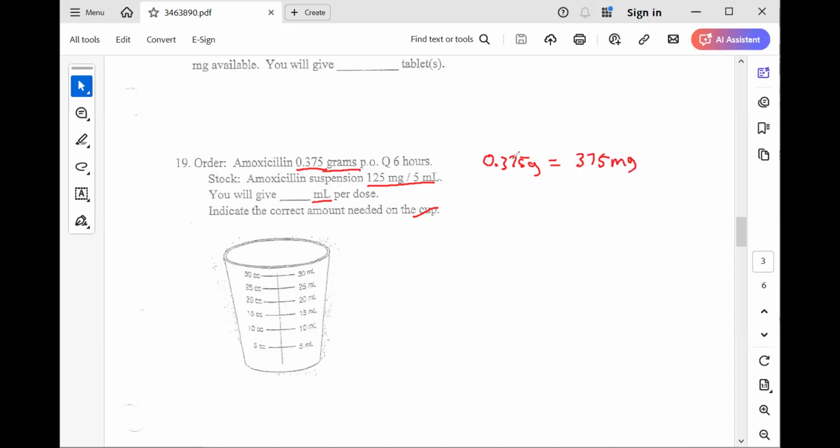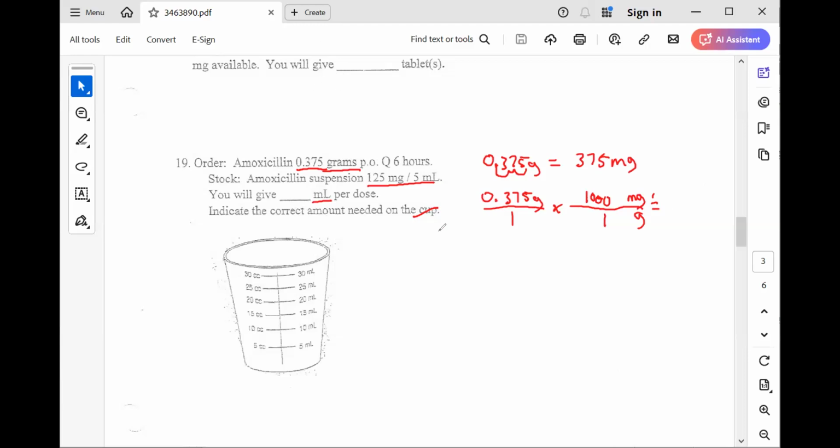And then if you're not sure like how we do this, you can either just move the decimal 3 to the right, or you take your 0.375 grams, that over 1, and then you can convert grams to milligrams because you know that 1 gram is 1,000 milligrams. So that's how I knew the number would get bigger, if that's ever a sticking point for you.